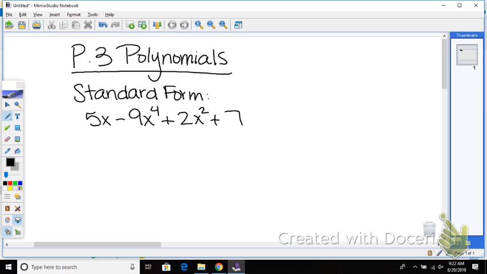Does anybody remember what standard form means? Isn't it like the greatest exponent? Yep. It's the greatest exponent, which in this case is 4, all the way down to the smallest exponent. So if I want to write this in standard form, my first term is going to be this negative 9x to the 4th. Then I'm going to go plus 2x squared. What's going to come next? Plus 5x. And then I have a plus 7. So this is written in standard form because I have the highest exponent all the way down to the lowest exponent.